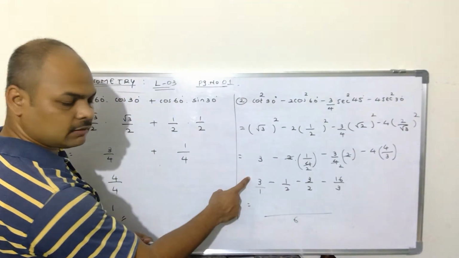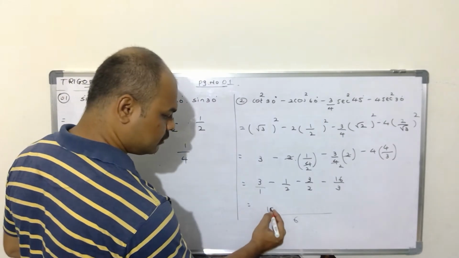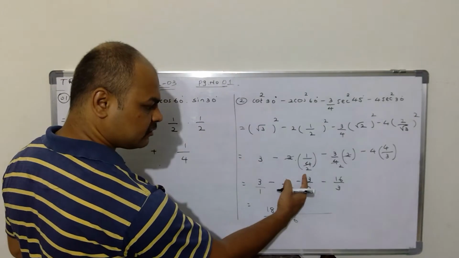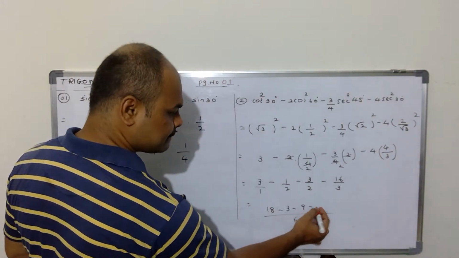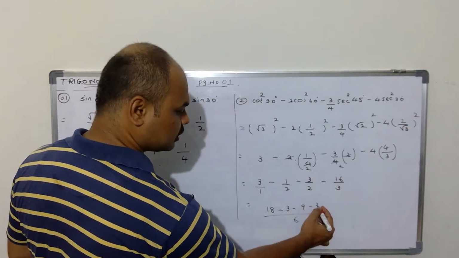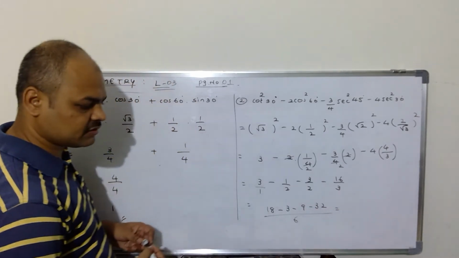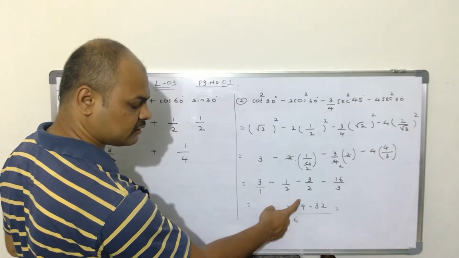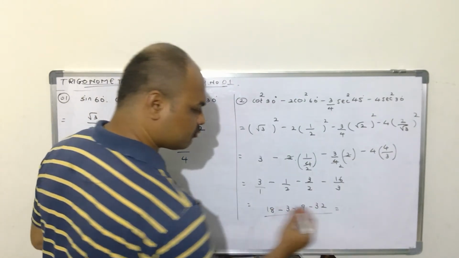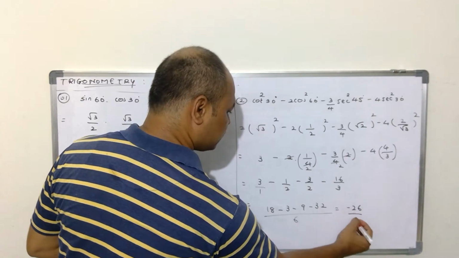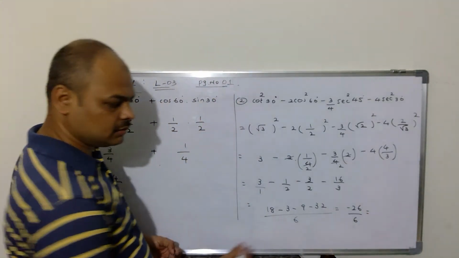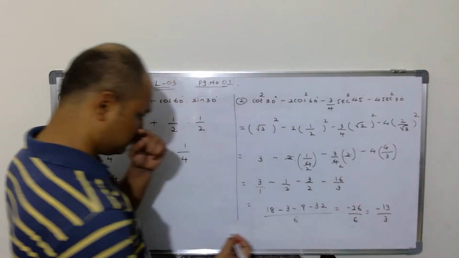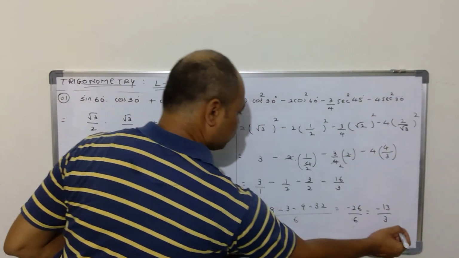So let's multiply this number by 6. So this is 18 minus, multiply this one by 3. Multiply this number by 3. So 3 3s are 9. And multiply this number by 2, so 32. So how much is it? 18 minus 3, 15. 15 minus 9, 6. 6 minus 32 is minus 26. So it is minus 26 upon 6. Okay. After cancellation, your answer will be minus 13 upon 3. Okay. So that's your final answer.